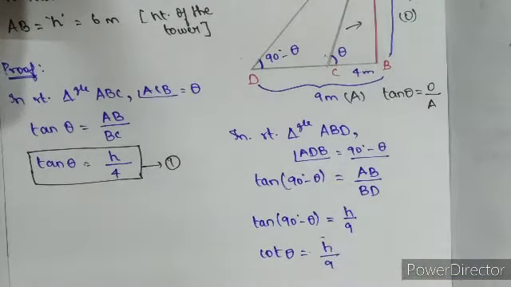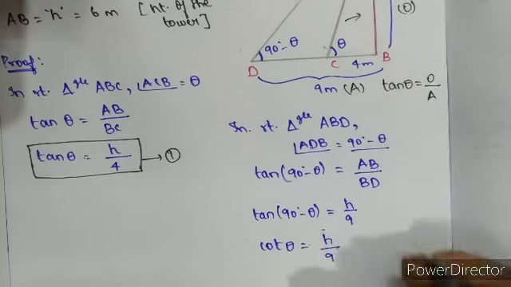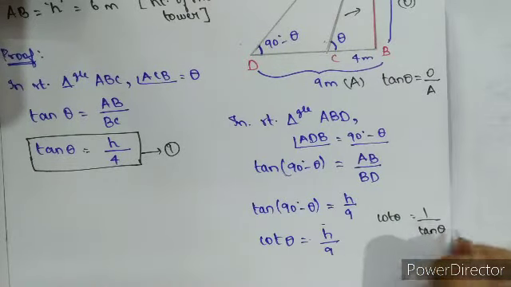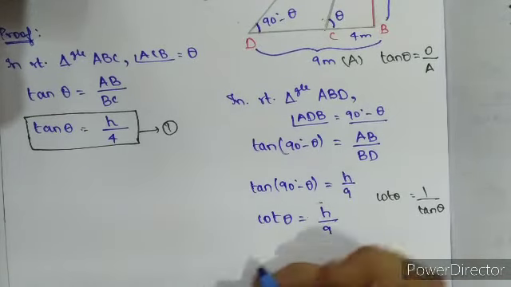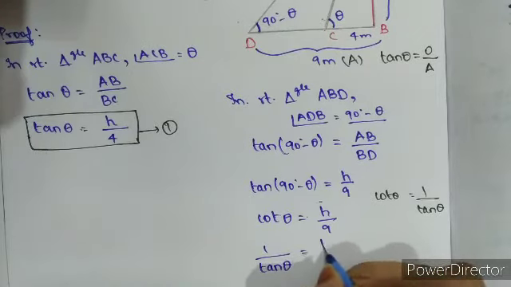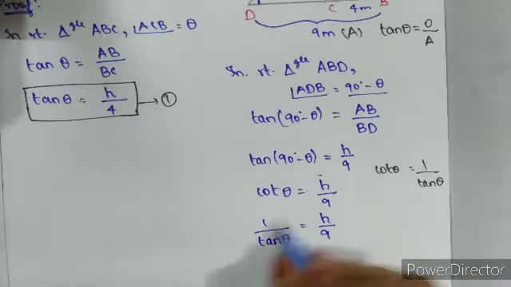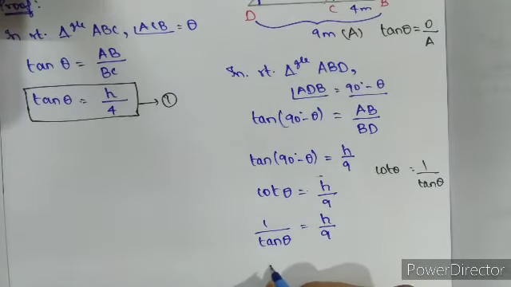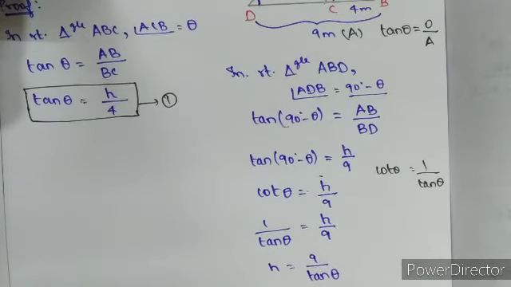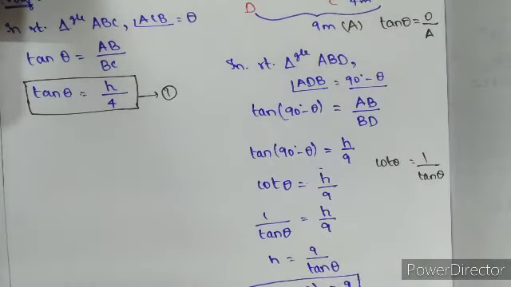So now see here, we know that tan and cot are also reciprocal. That is, cot theta is equal to 1 by tan theta. They are reciprocal to each other. So, I am just going to apply that. 1 by tan theta is equal to h by 9. And this further can be written as h is equal to 9 tan theta. So, we can write this as h into tan theta is equal to 9. So, see here, let this be our second equation.